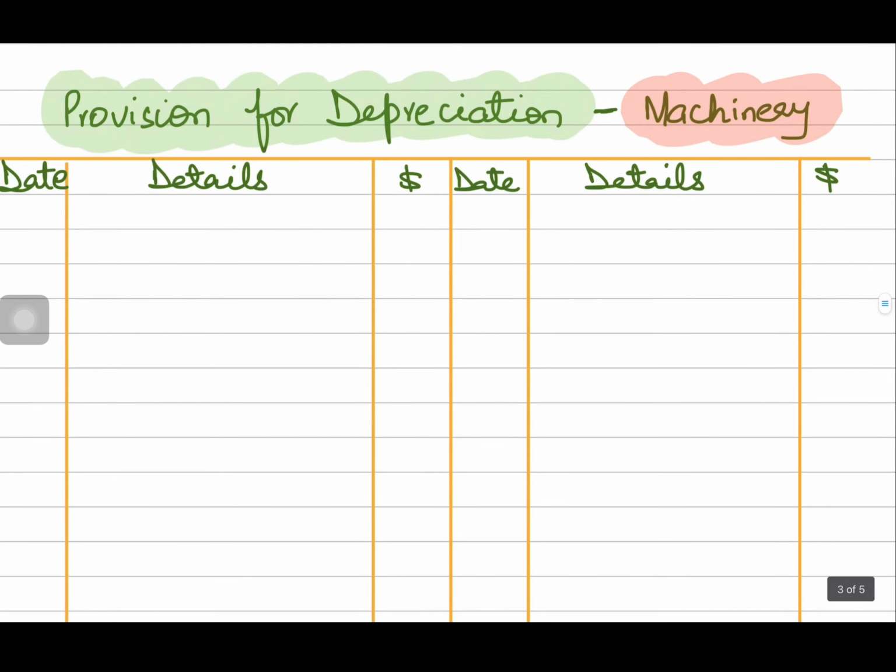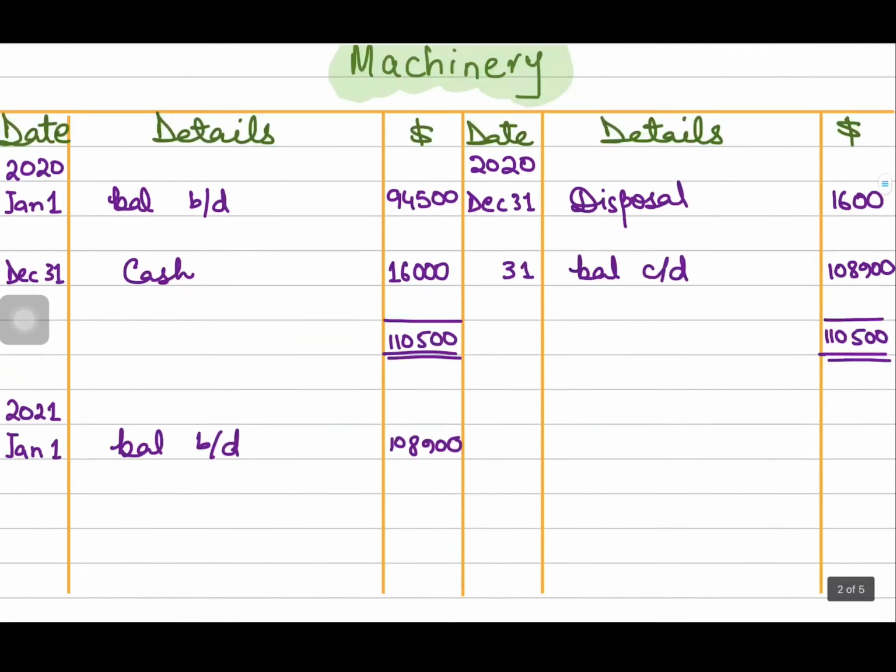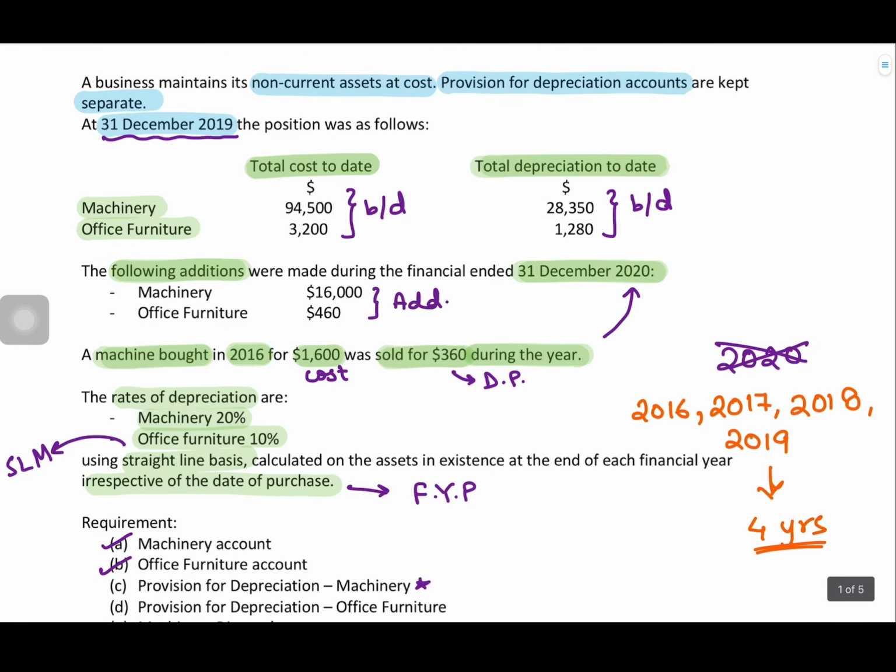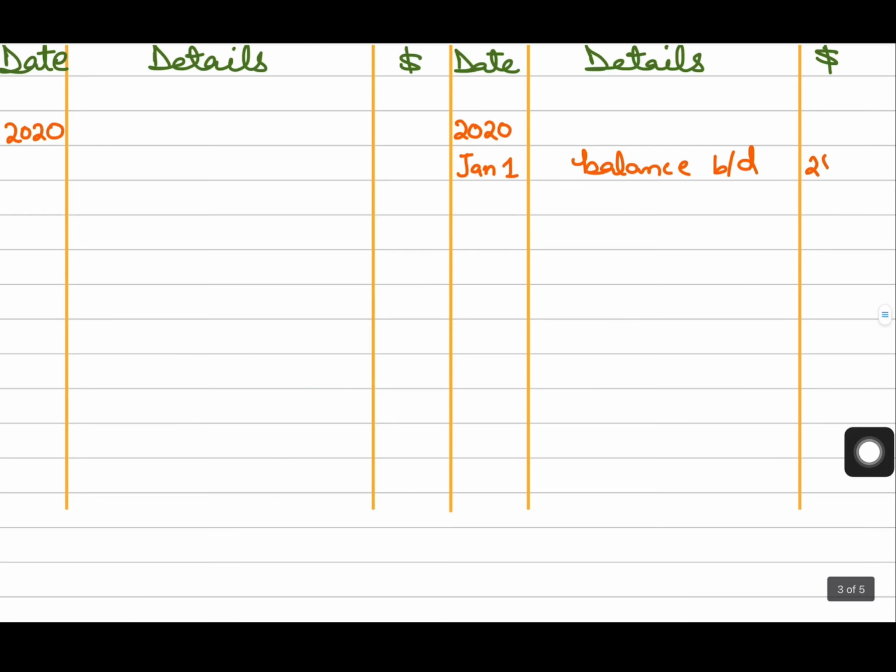This is the account for provision for depreciation machinery, right. So, first we will start with the balances brought down, 2020. We know that the balance brought down for the provision for depreciation is written on the credit side. So, balance brought down for machinery, and what was the balance? The balance is 28,350 for machinery, and for office furniture it is 1280. So, 28,350 on the credit side, right.